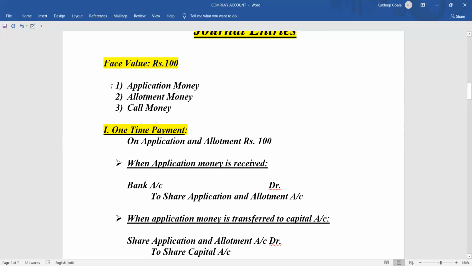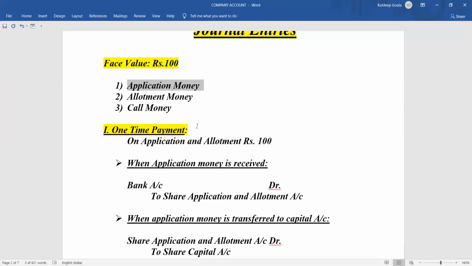When they apply, they give some amount of money with the application form, which generally is not less than 20% of the face value. Suppose it is 100 rupees, then the application money might be 20 rupees, or more than that. So that will be the application money that they pay at the time of applying for the shares.